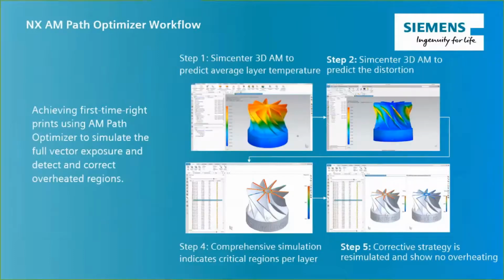So the NX AM Path Optimizer attempts to alleviate some of these issues by simulating the actual deposition of material according to the machine program. Simulation finds the areas of concern, and the deposition path and parameters of the machine are then altered to attempt to correct for this.